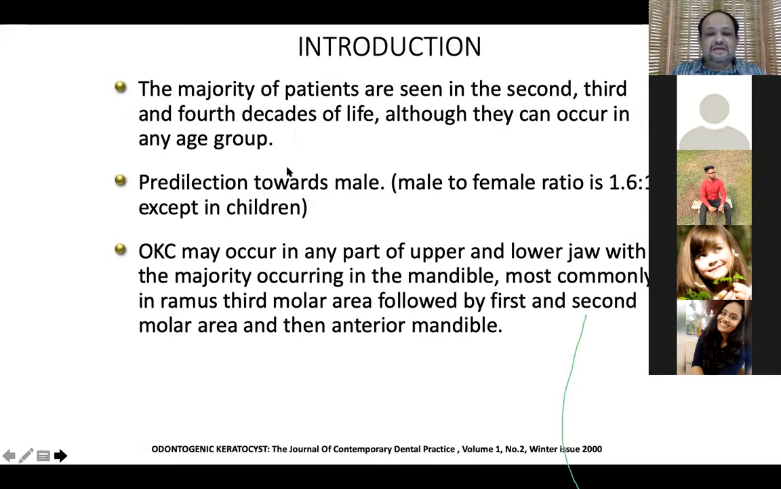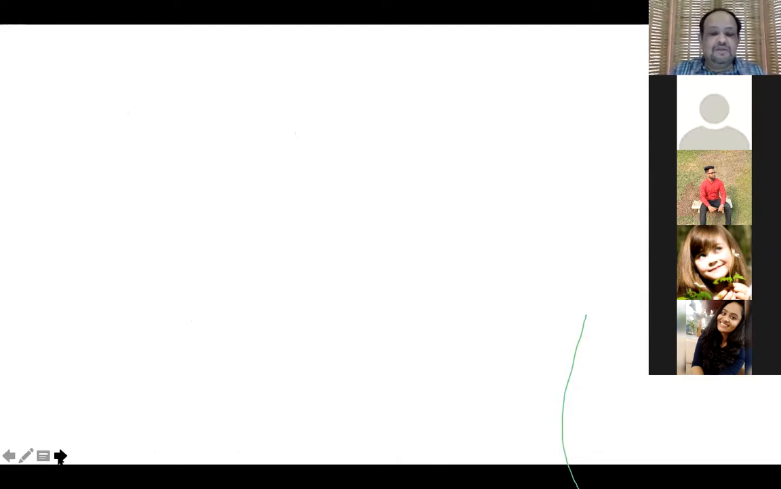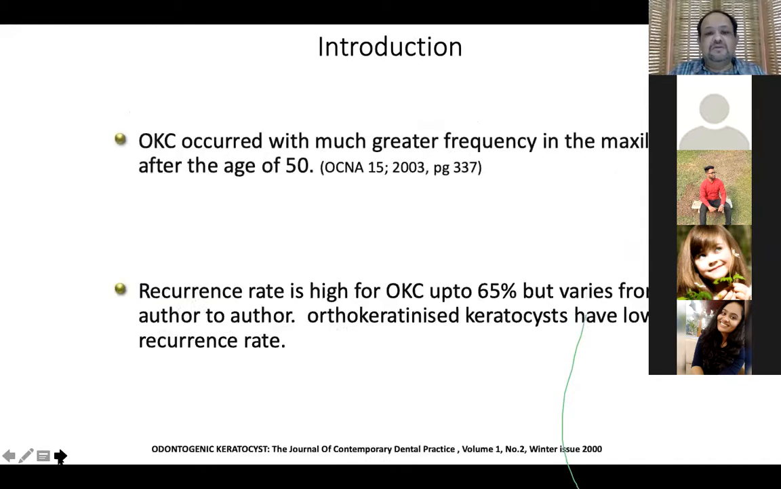These are seen in the third, fourth decade. There's a predilection for males, right? It may occur in the upper and lower jaws. However, it is seen in the ramus and the third molar region primarily, more than the anterior mandible, right? And many a times it is totally asymptomatic. The patient is not aware that it exists, okay?